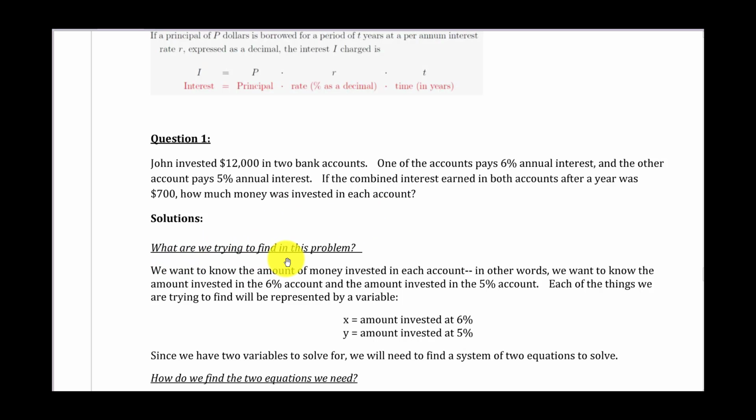So what we are trying to find in this problem is the amount that John invested at 6% and the amount of money that he invested in the 5% account. They ask you for two different things, so you let those be x and y, and these are the two variables that you are trying to solve for at the end of the problem. So I let x be the amount of money that John invested at 6% and y be the amount of money that John invested in the 5% account.